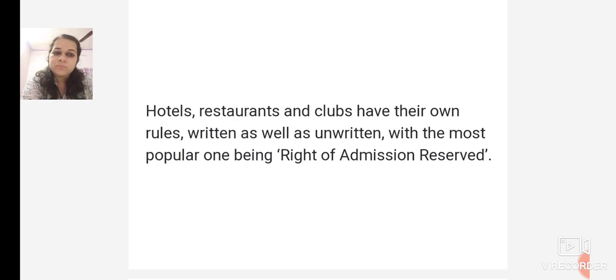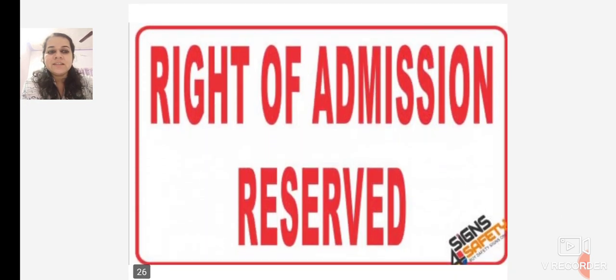The most popular one is right of admission reserved. It means there are some restrictions, rules of the hotels, restaurants, and clubs which restrict people from coming inside. All the people are not allowed to go into clubs. You can see this sign, which means right of admission is reserved.